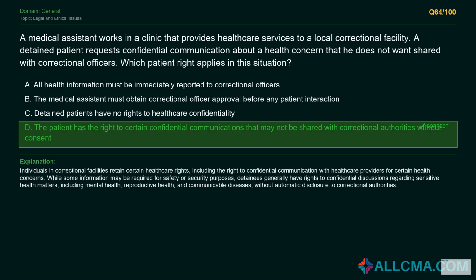The correct answer is D. Individuals in correctional facilities retain certain healthcare rights, including the right to confidential communication with healthcare providers for certain health concerns. While some information may be required for safety or security purposes, detainees generally have rights to confidential discussions regarding sensitive health matters, including mental health, reproductive health, and communicable diseases, without automatic disclosure to correctional authorities.